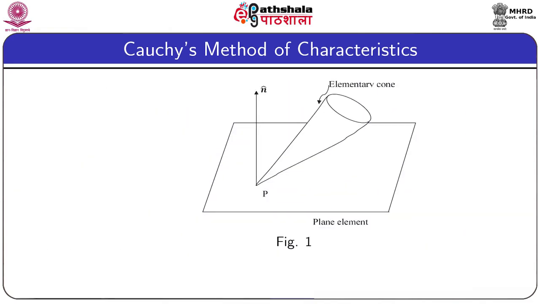The picture of that elementary cone is shown here. P is our fixed point and a particular position of the plane element is given here, and n is the normal to the plane.